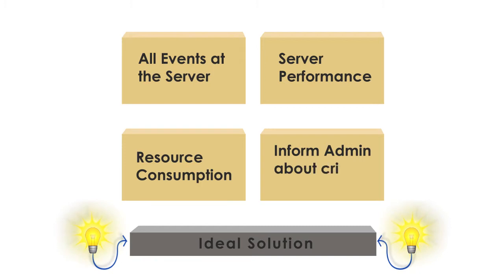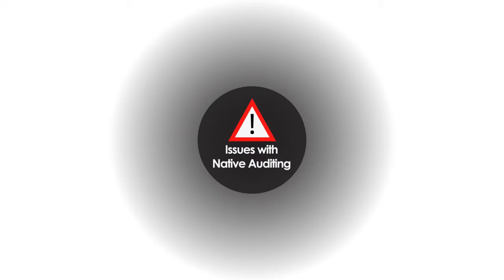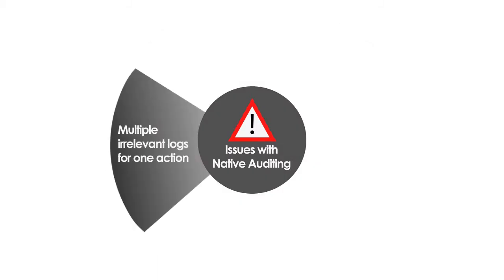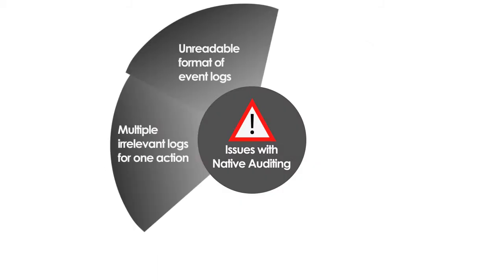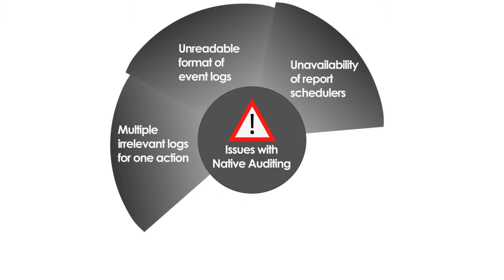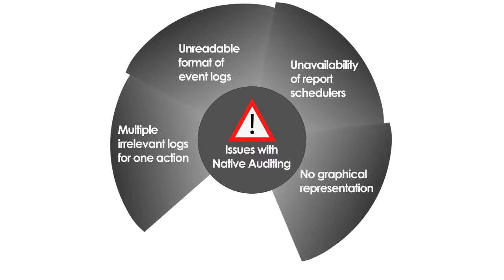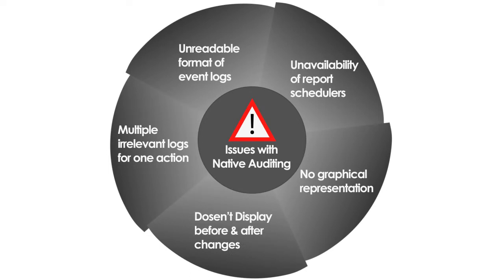Administrators and other important persons should be notified as well in real time about ongoing suspicious activities and critical changes in the server configuration. Native auditing does not fulfill these requirements, as it suffers from serious drawbacks such as multiple irrelevant logs for an action, unreadable format, unavailability of report schedulers, no graphical representation, no display of before and after values of every configuration change, etc.